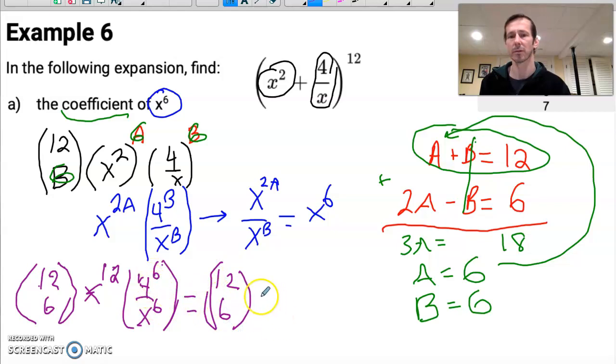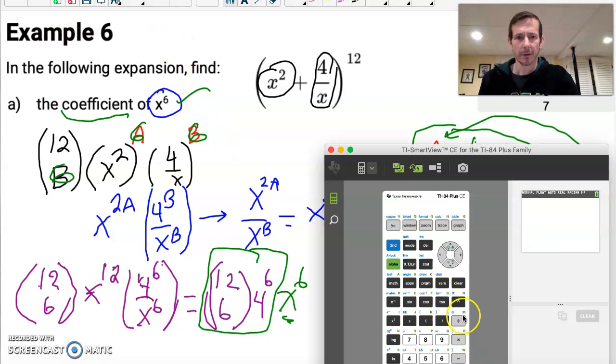And I'm going to pull this 4 to the 6th out, because that's going to be part of my coefficient. And I have x^12 over x^6, which I know already has to equal x to the 6th, which is what I wanted. There it is. This is my coefficient. And I'm going to pull up a calculator. I've got the calculator. I'm going to put this in.